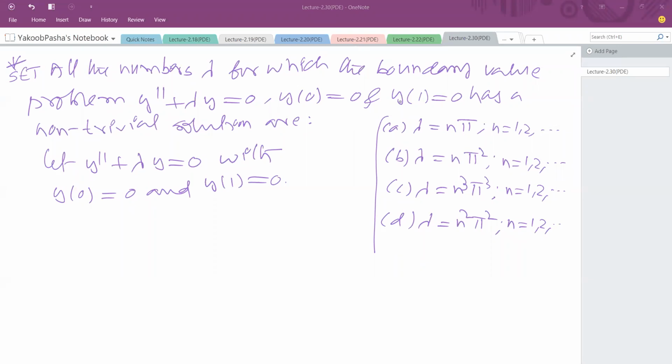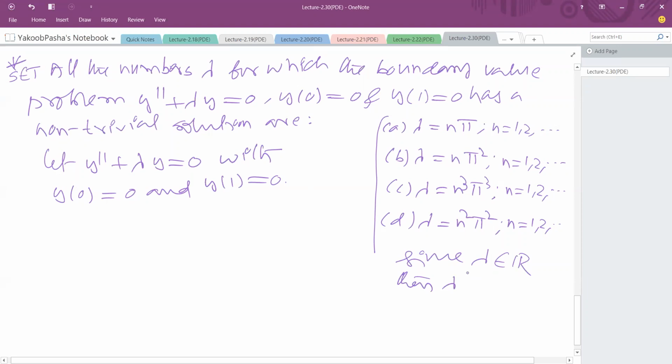Lambda is a real number, so I am writing here lambda belongs to R. Lambda belongs to R means lambda satisfies the law of trichotomy. That means lambda is equal to 0 or lambda is less than 0 or lambda is greater than 0. Either of the conditions is satisfied.